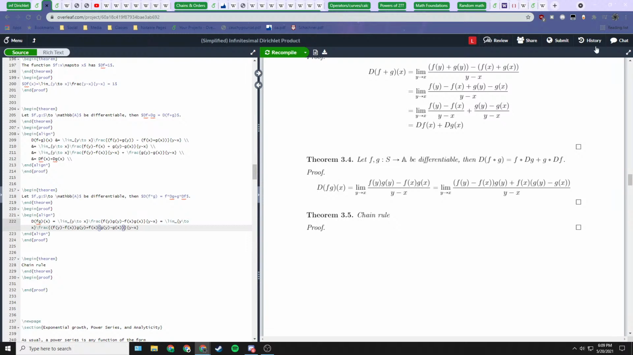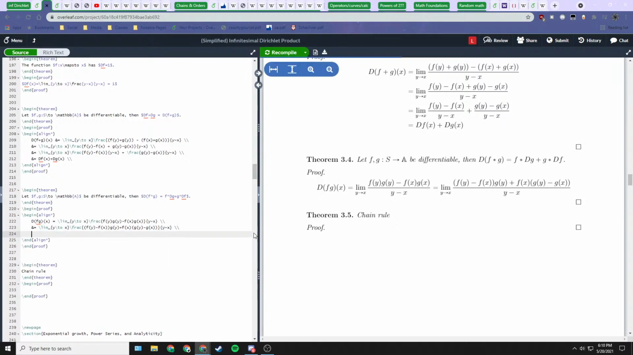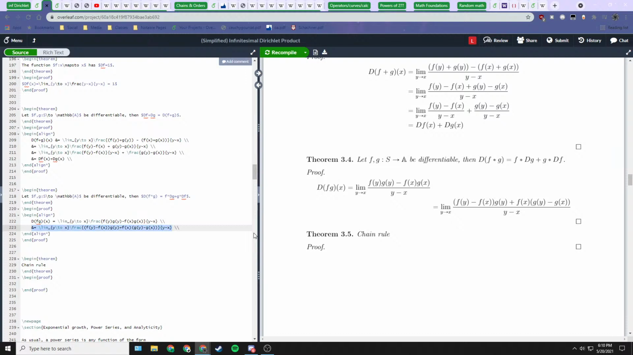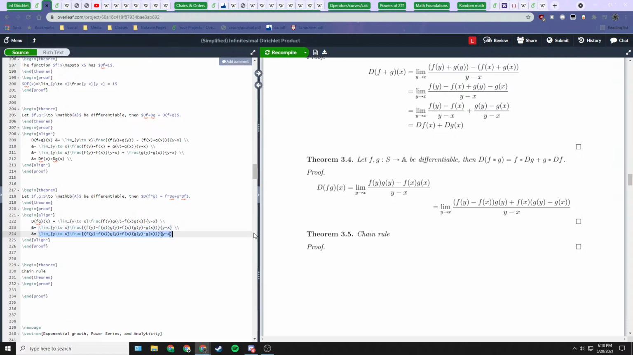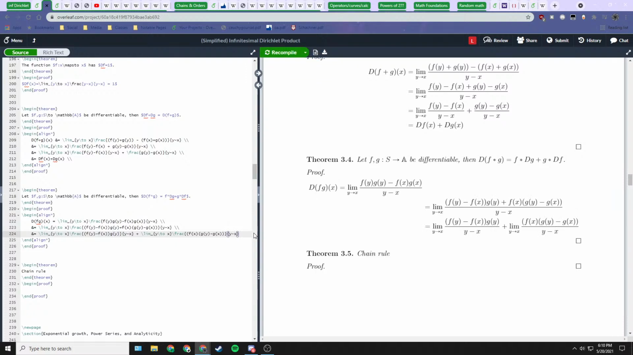And then from here we can separate these out into separate limits. So we have two different summations here. We're skipping steps a little bit, because we haven't fully asserted that we can do these fractions, but that's going to work out in the end. Let's just get the end result. Okay, let's put that there.